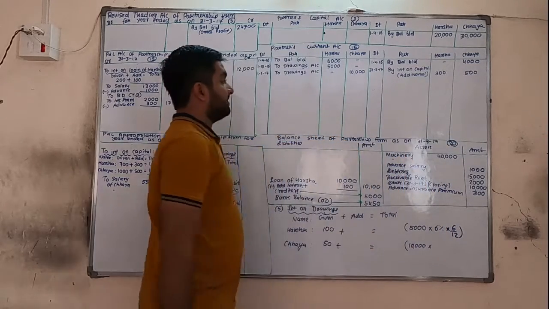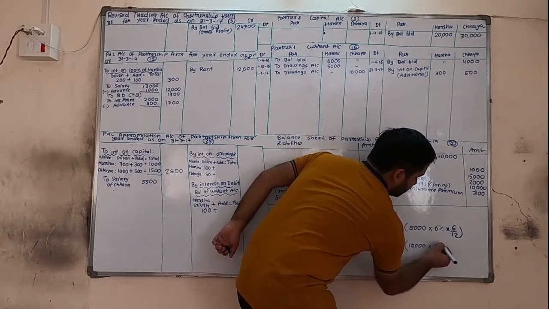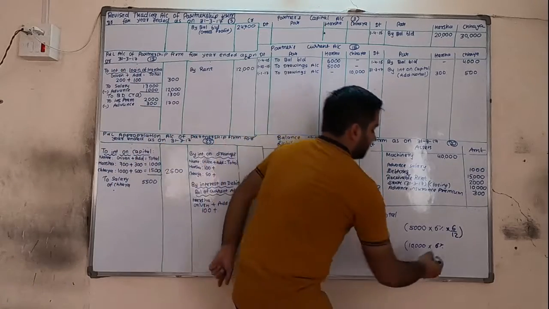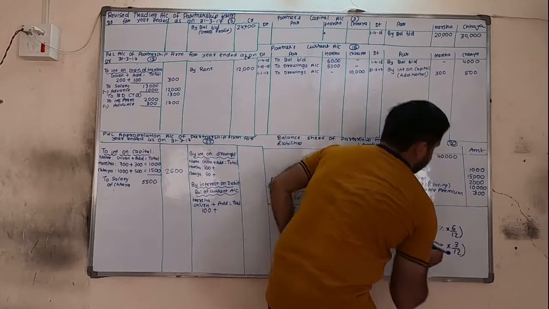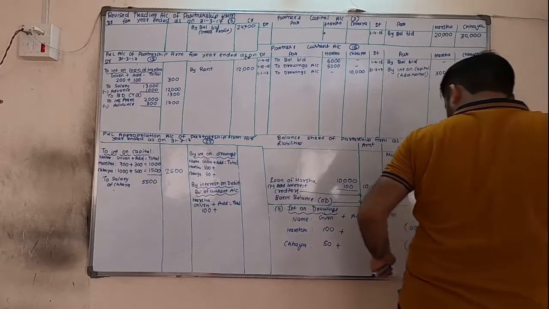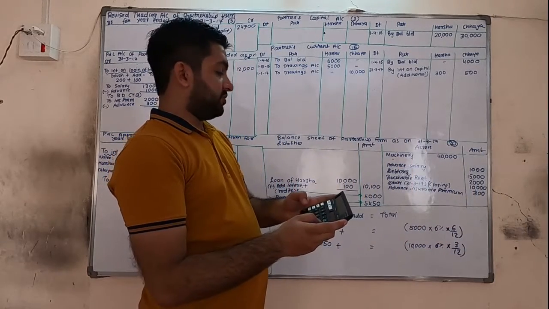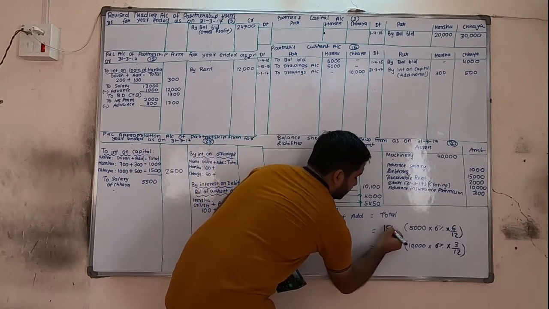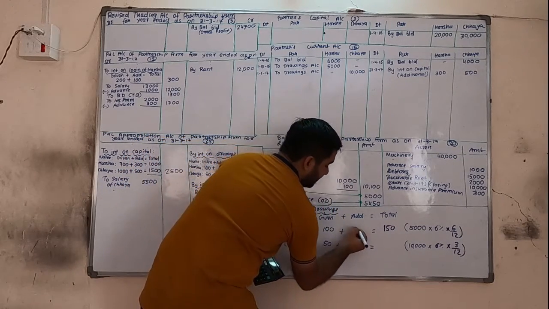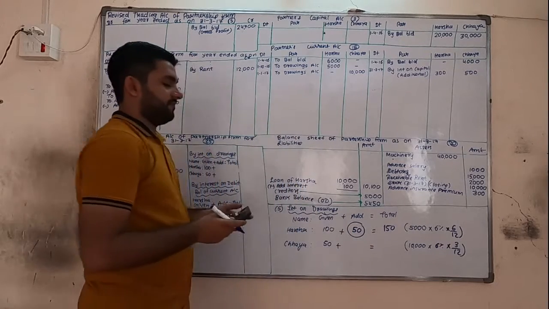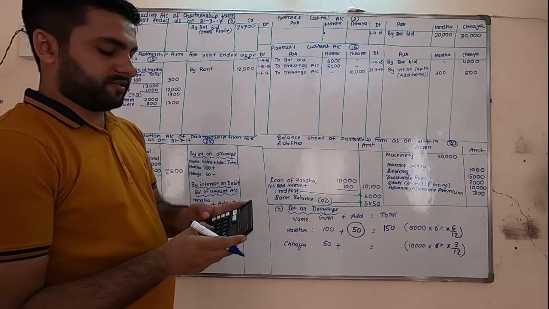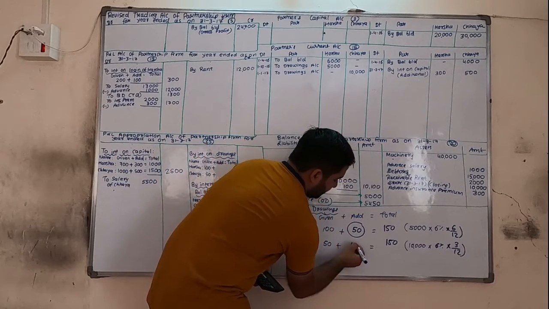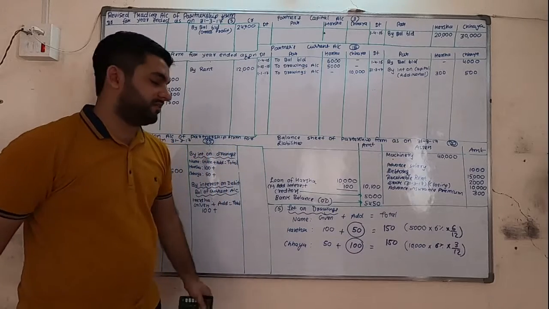Here 10,000 multiply 6%. Now this drawing is from 1/1. So 1, 2 and 3, 3 months only into 3 by 12. Now I am calculating the interest. 5,000 into 6% into 6 by 12 is 150. If the total is 150 and the given is 100, so additional is 50. 10,000 into 6% into 3 by 12 is again 150. If given is 50, then the additional would be 100.